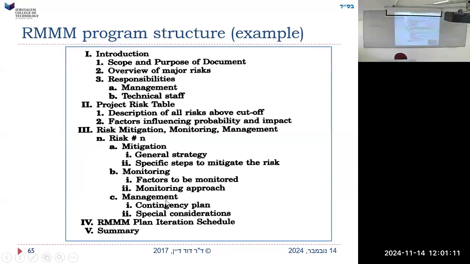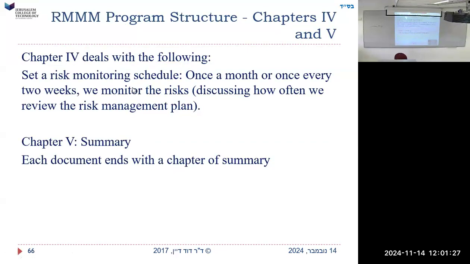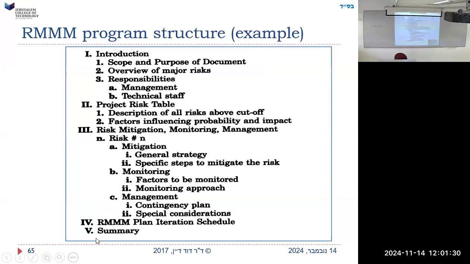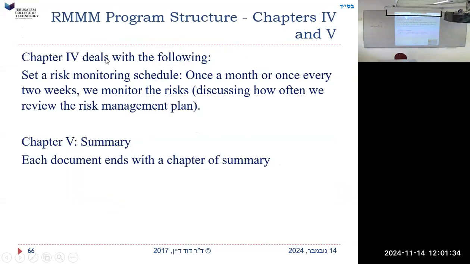Here's an example of where I write this. Project risk table, I have the table. Then I have my RMM, what am I going to do for each thing? I read a whole book of this. Chapter 4, and there's also chapter 4 and 5 here. What are those? That's maybe less clear. Chapter 4 deals with the following: set a risk monitoring schedule, once a month or every 2 weeks, to recheck my risks. And 5 is that each document ends with a chapter of summary. Okay.